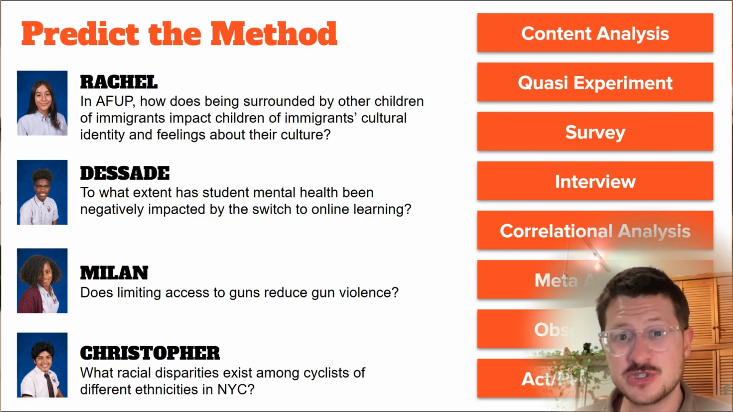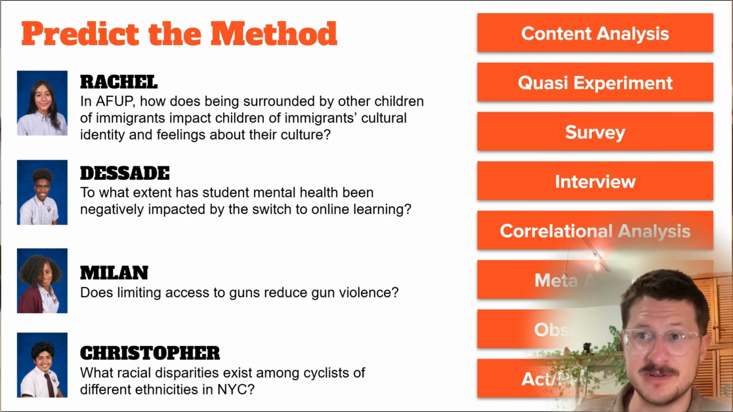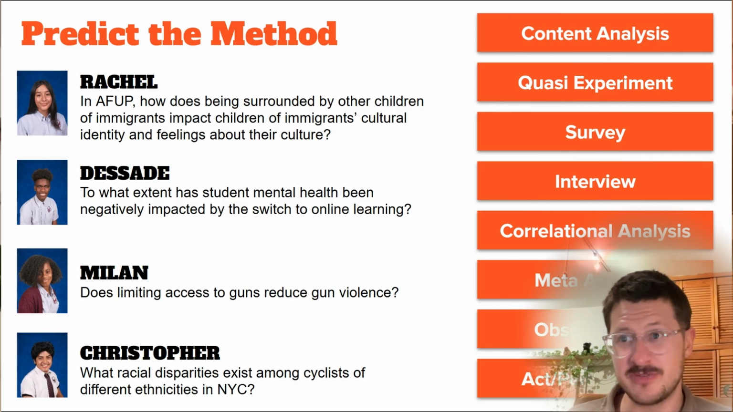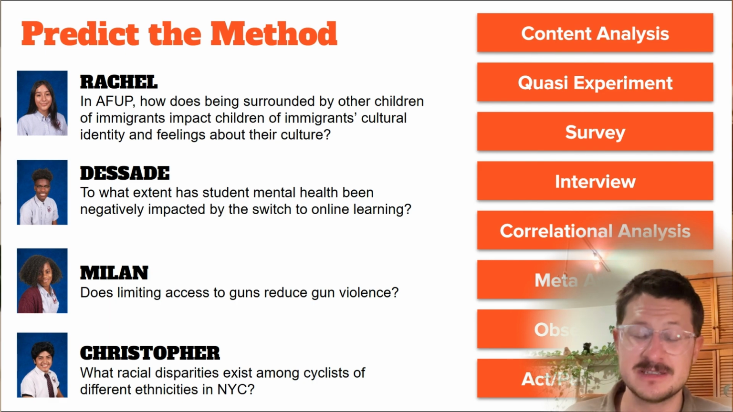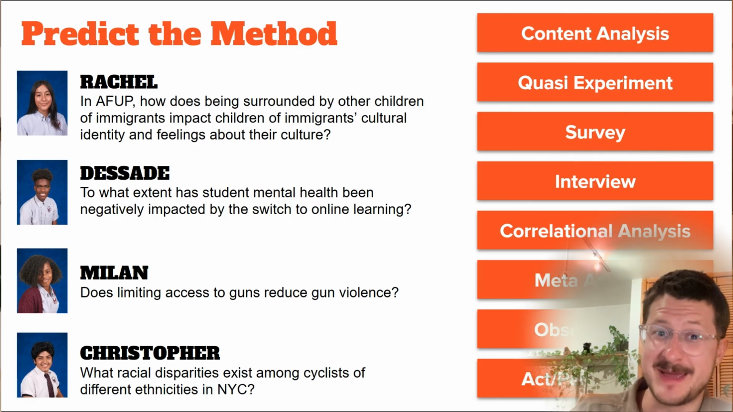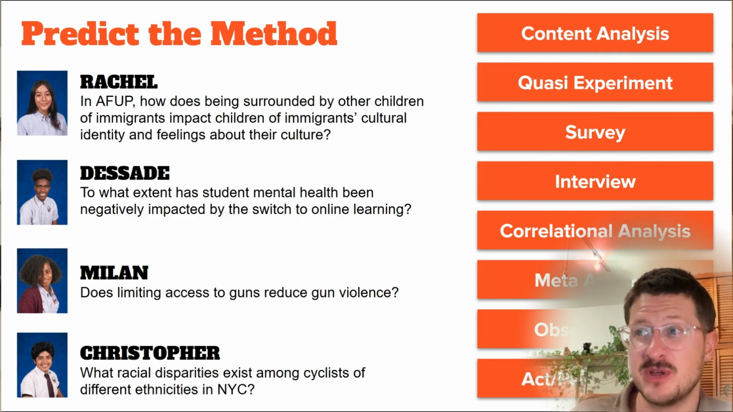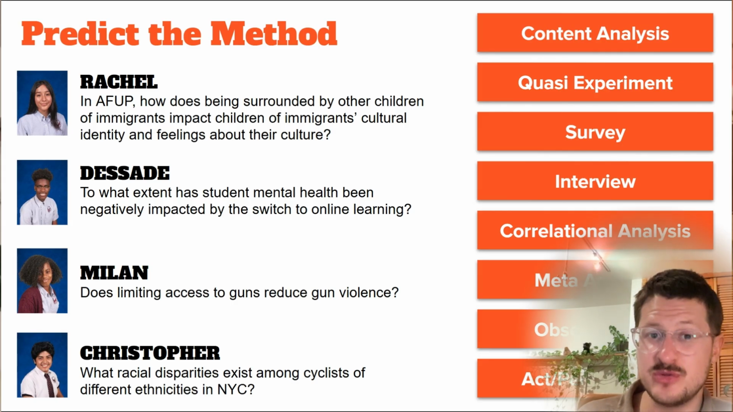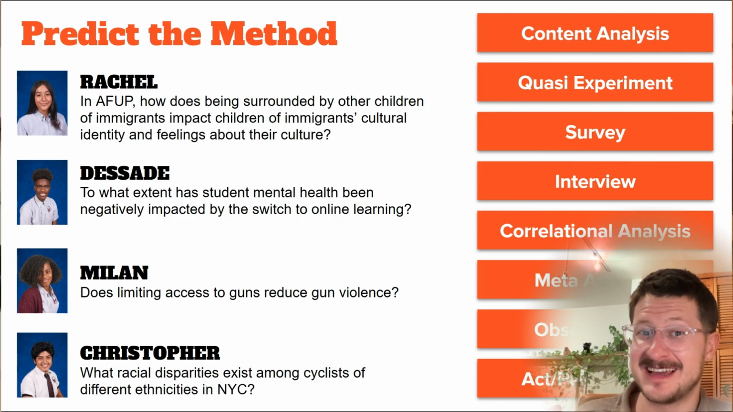Now, Rachel wanted to take a look in her AP Research paper at how being in a school surrounded by children of immigrants impacts how children of immigrants themselves feel about cultural identity and feelings related to their culture. Now, if you were recommending one of these methods to Rachel, which of these methods do you think would be best suited for Rachel? I'll give you a little bit of think time.